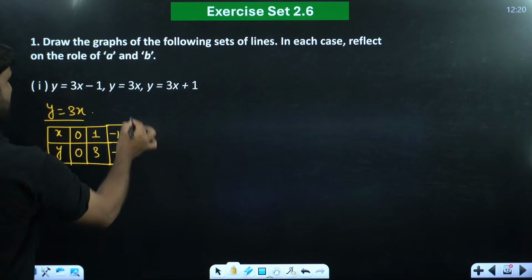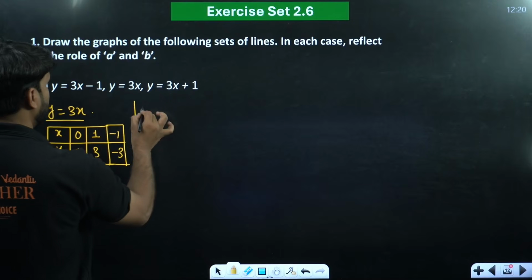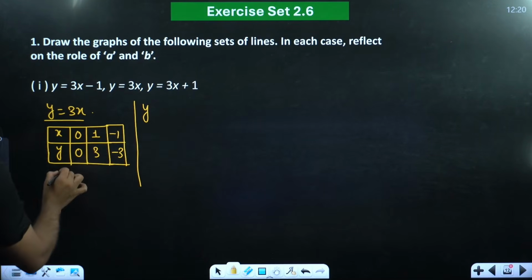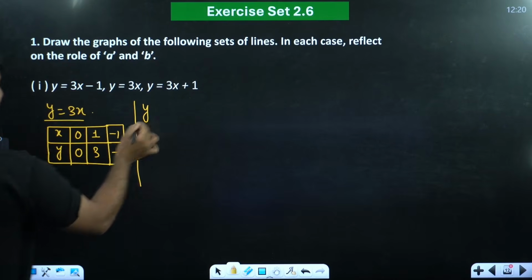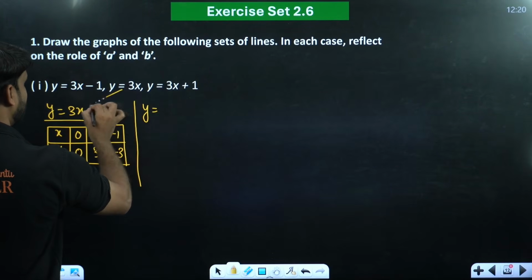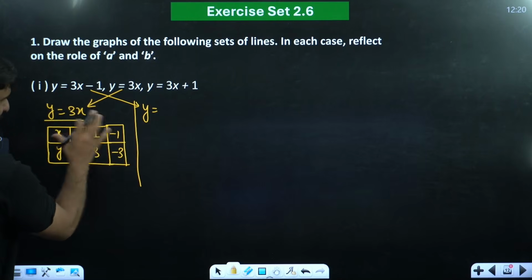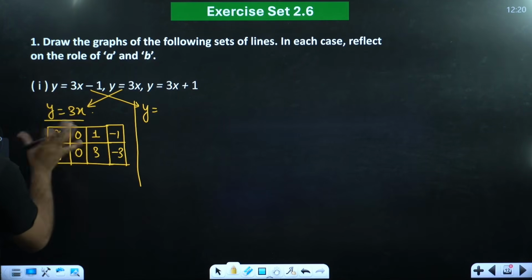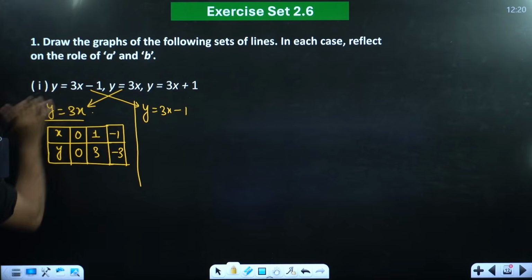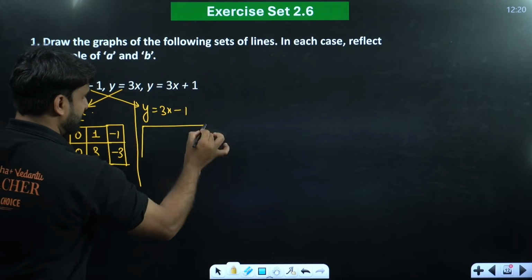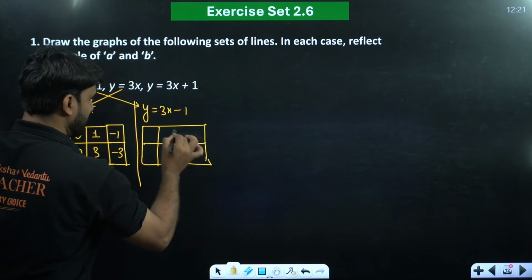Similarly, find out the solution for the second. Oh, this was for y equals 3x, so we have done with that one. Now find out for this. I don't think we should erase this, so let's keep it as it is. So y is equal to 3x minus 1. This was the first. Now find out the solution for this. Make sure to find at least 3 solutions.